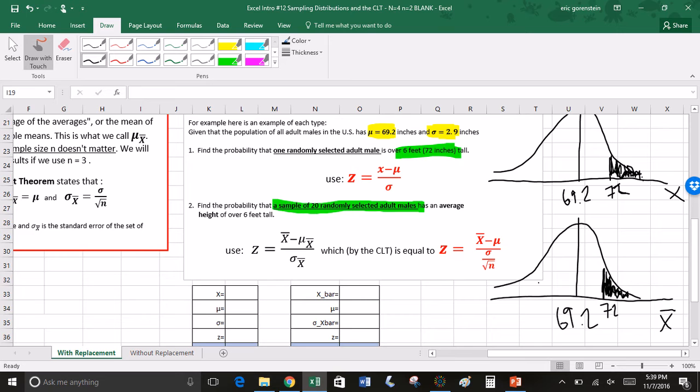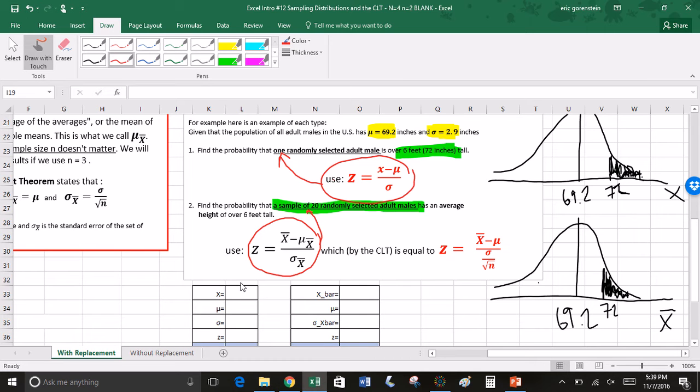I didn't really draw these two to scale. If I did, this lower one would be a lot skinnier and more tightly packed. The only difference between these two problems is how we calculate the z-score. We have our formula for the z-score, x minus the mean divided by the standard deviation, for one randomly selected adult male. Or we have this from the central limit theorem, the z-score for a sample of adult males. That's the only difference, the way we calculate the z-score.